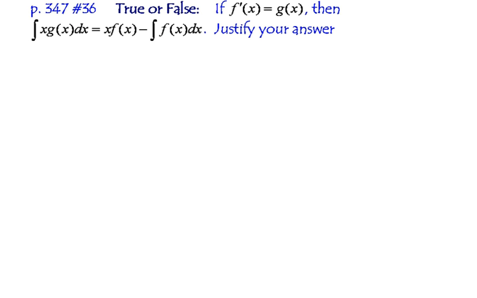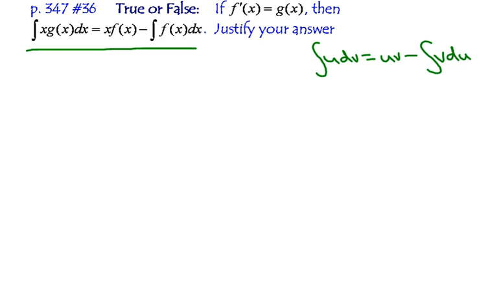If f prime of x equals g of x, then the integral of x g of x dx equals x f of x minus the integral of f of x dx. Justify your answer. And initially it's like, what is this problem asking? Well, you know we're doing integration by parts, so you think of your formula for integration by parts: the integral of u dv equals uv minus the integral of v du. And you look at that, and you look over here at this formula and say, oh, that kind of looks the same a little bit.